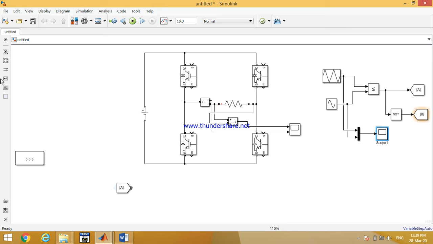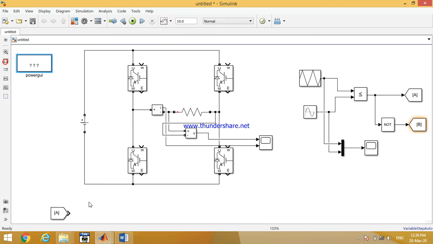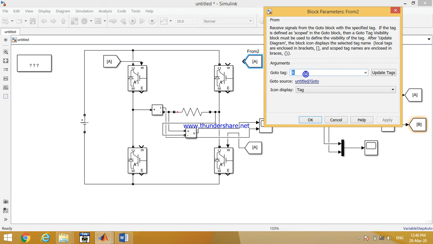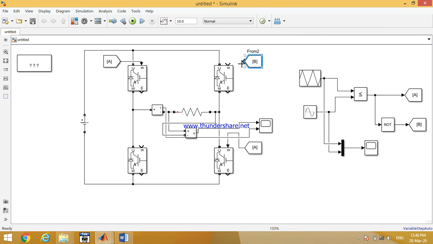Okay friends, now we are giving the pulses, so this A is given over here and also here. Take the scope a little bit upper. So these are the pulses A and A, given over here and here. Now B, so B is the NOT of these pulses, so it is to be given over here and here.